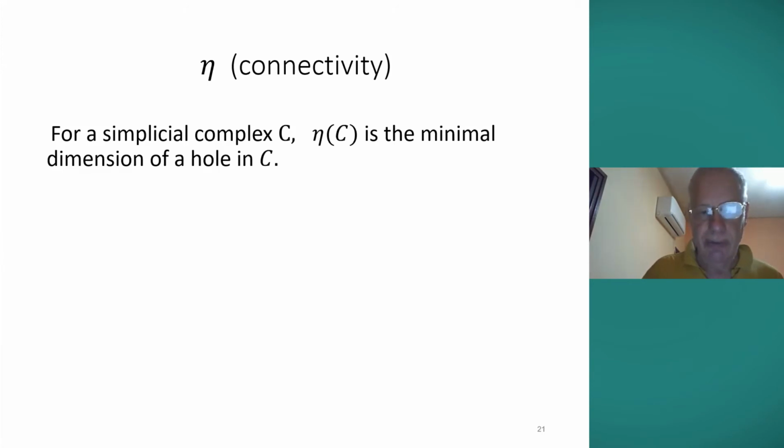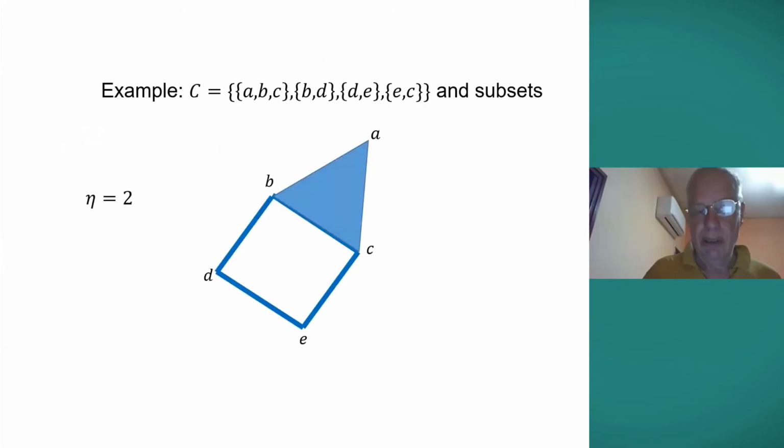So let me just give you an example. Here is a simplicial complex. So think of this guy, this empty house, just as a topological space. And if you see, it has in the middle a hole of dimension 2, right? The square, the hole is of dimension 2. So eta is 2. There is no smaller dimension hole.